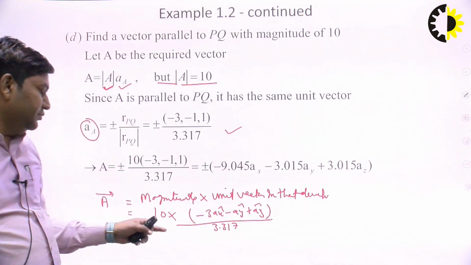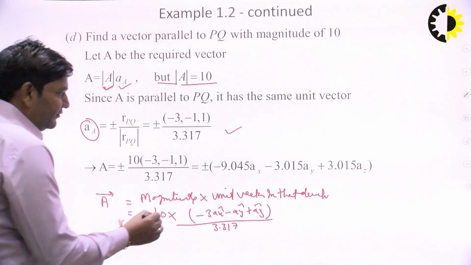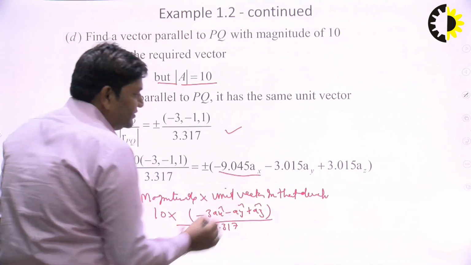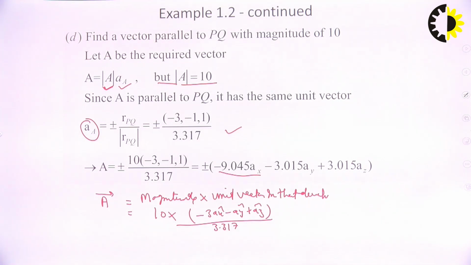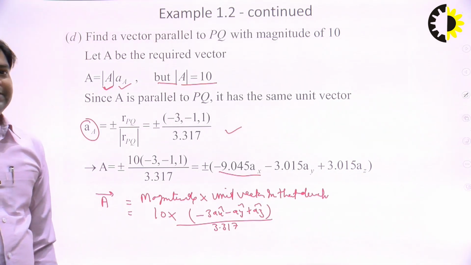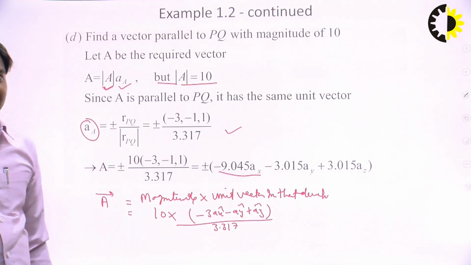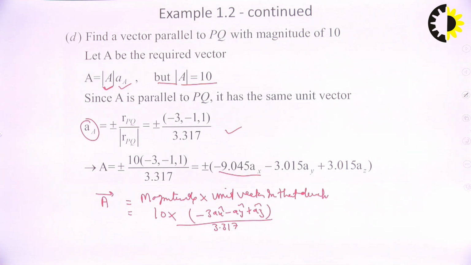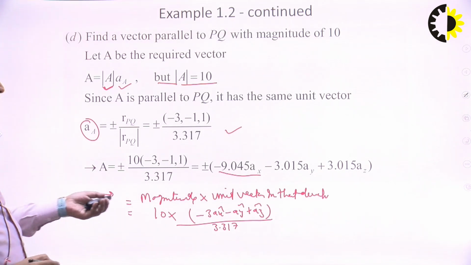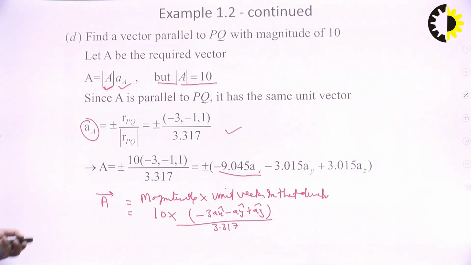So you solve it and the value of this is -9.045 ax minus 3.015 ay plus 3.015 az. So easily we have to calculate this question.